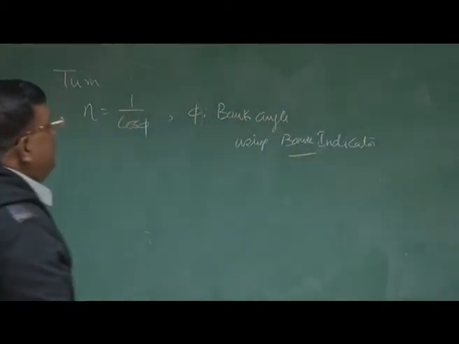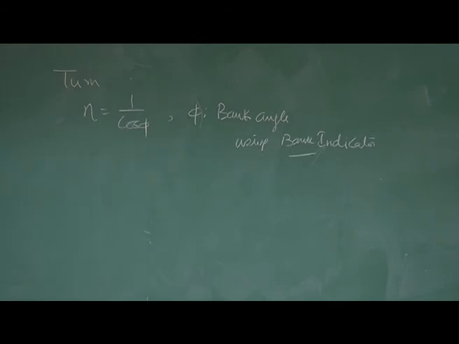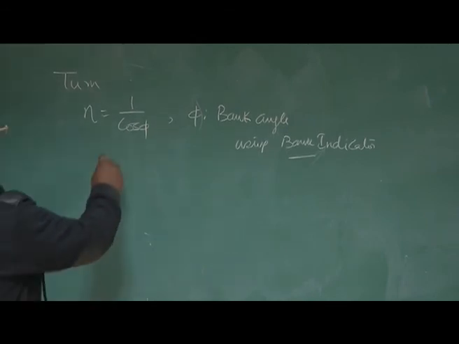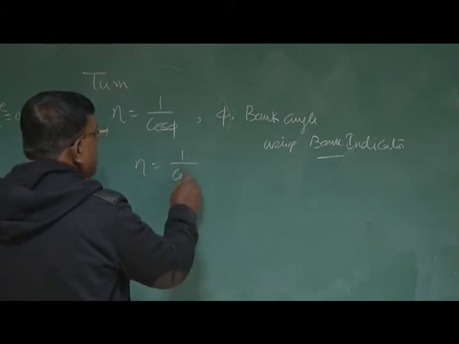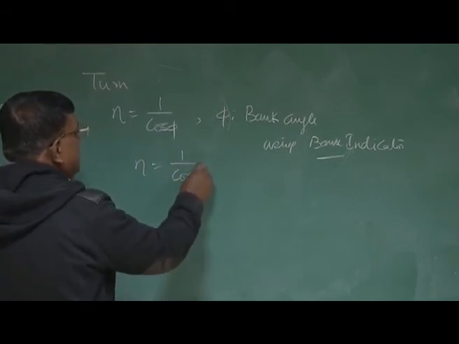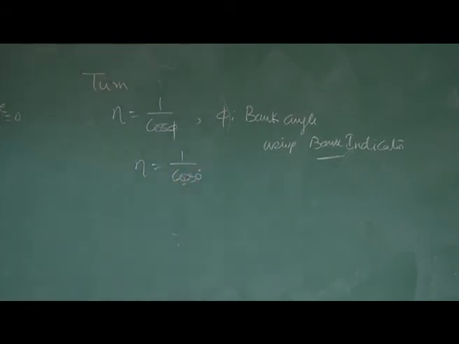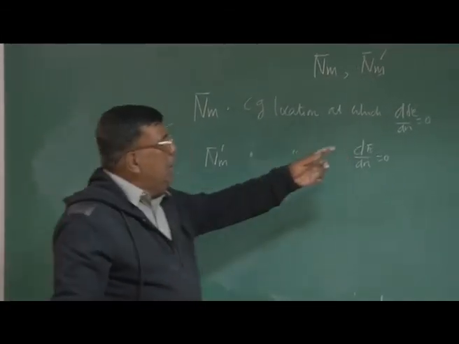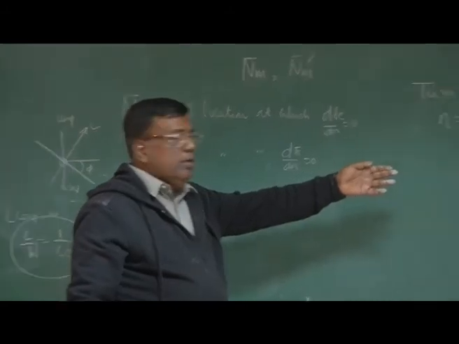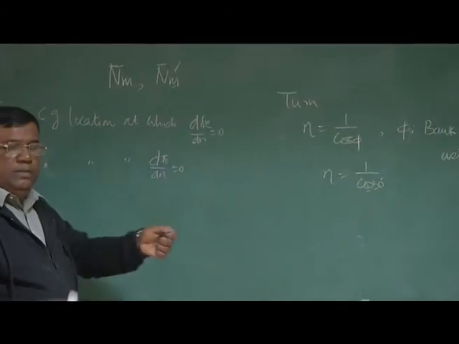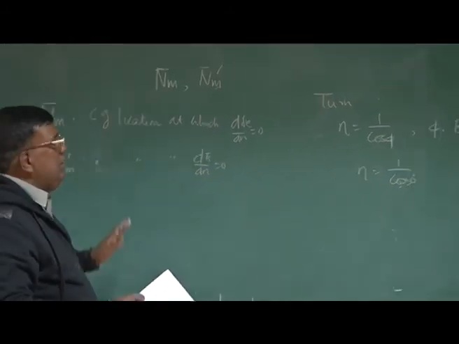For example, if I have a bank of 30 degrees, then n will be equal to 1 by cos 30. You know the value of cos 30, so you know the value of n. So very simple. Delta E you know how to measure, n is 1 by cos phi, and Fs, the stick force, through strain gauges. So all measurements are possible.